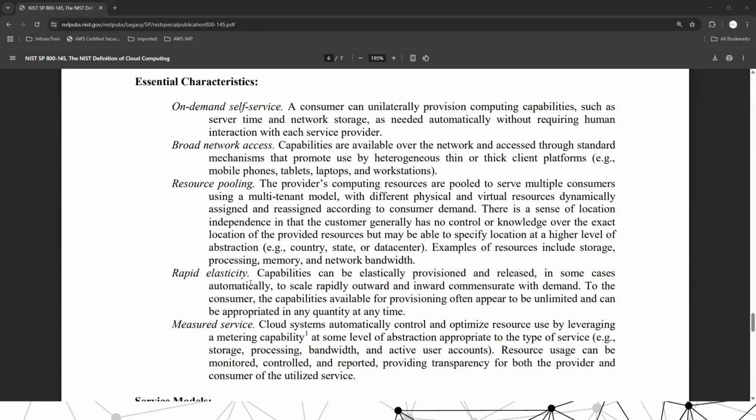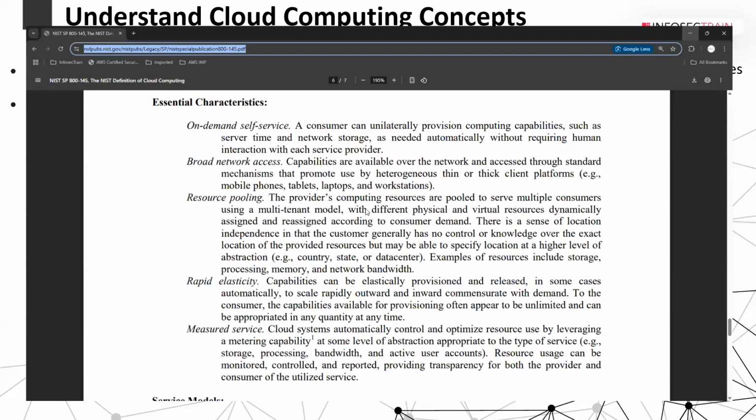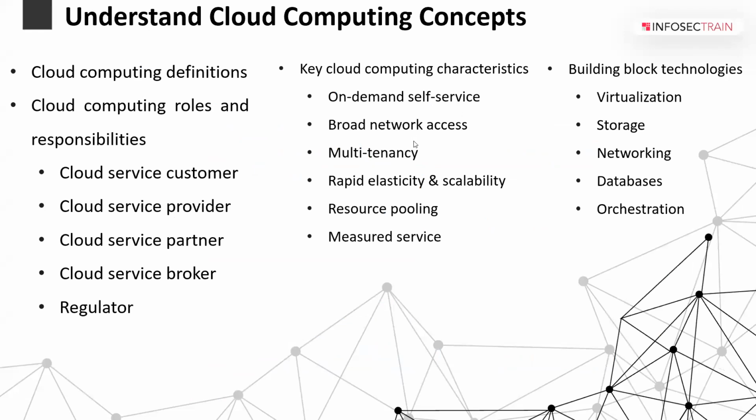Then finally, we have a word called measured service, also called metered service. What is this measured service? Measured service means that you have a pay-as-you-go model. You are only paying for what you are utilizing. Like this, we have the total five characteristics of cloud computing.